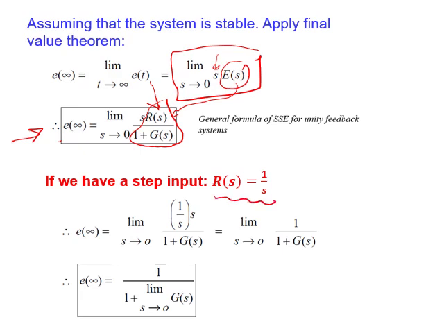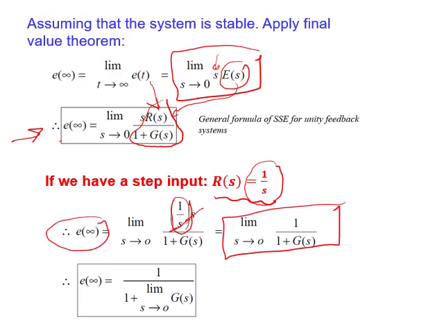If the input is a step, of course, we will consider 1 unit, a unit step, to see what will happen. If I substitute R(S) as 1 over S, as you see here, this S will cancel this S. What will remain is this. So that means the error is equal to the limit of 1 over 1 plus G(S). To apply the limit to this function, it's going to affect only G(S). That's why we can write it in this format. So we find that E of infinity, meaning the error at infinity, equals 1 over 1 plus the limit of G(S).